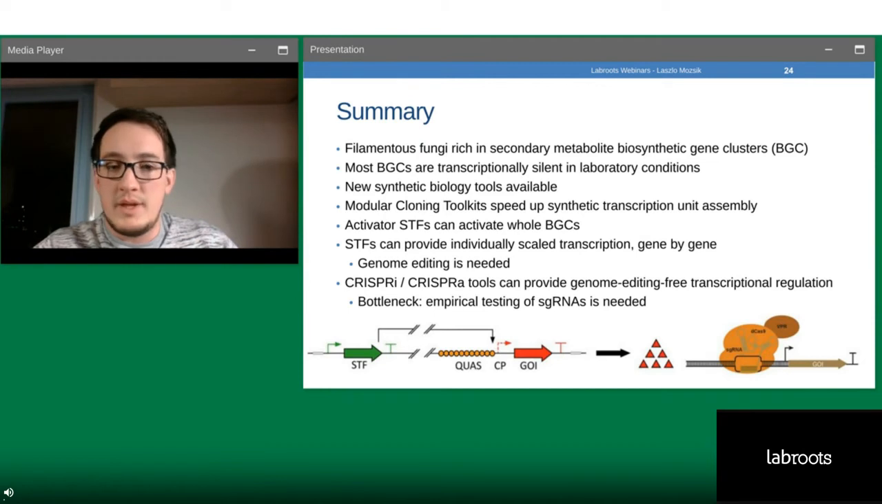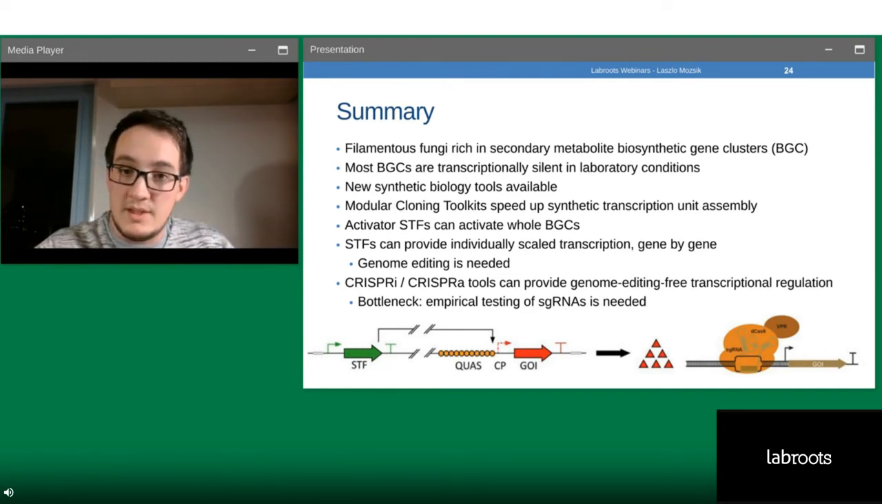As a summary, I would like to say that filamentous fungi are a rich reservoir in the form of secondary metabolite biosynthetic gene clusters for useful natural products. Unfortunately, most of these biosynthetic gene clusters are transcriptionally silent in laboratory conditions, and new synthetic biology tools are required for rapid and efficient interrogation of these gene clusters. For example, modular cloning toolkits can speed up the steps of synthetic biology for assembling new synthetic transcription units. For example, synthetic transcription factors can be created for activating whole biosynthetic gene clusters.